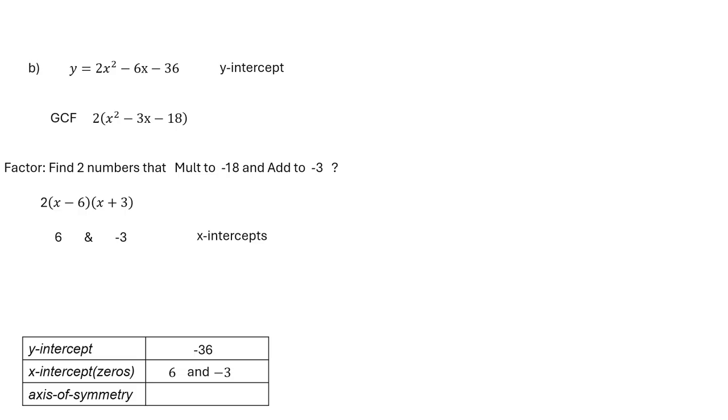Our axis of symmetry is a point halfway between 6 and -3. We'll add 6 plus -3 and divide by 2. Gives us a value of 1.5. So our axis of symmetry can be expressed as x equals 1.5.